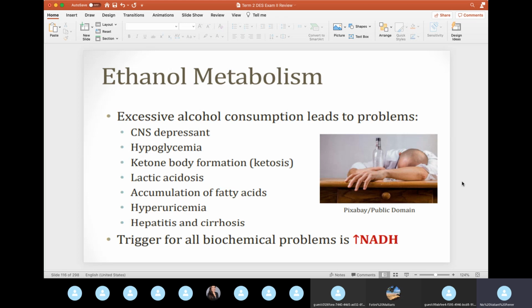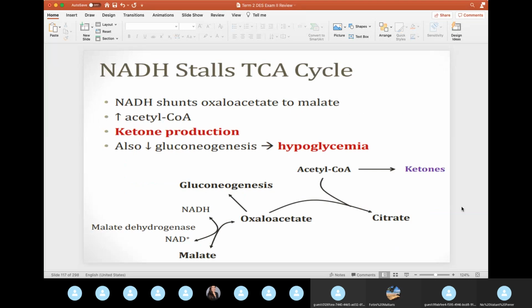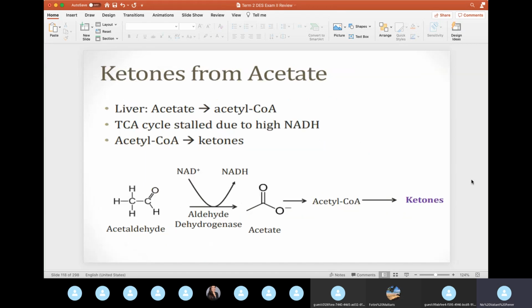We talk about accumulation of fatty acids. You can also develop hepatitis and cirrhosis. High yield. What's the trigger for all of this? Why do we have all of this? What's the biochemical trigger? Increase in NADH. So the ratio of NADH to NAD+ is increased. Don't forget, NADH stalls the TCA cycle. It's a high energy molecule. That's why you have ketone production, and you have decrease in gluconeogenesis and hypoglycemia. I explained that in the previous slide.